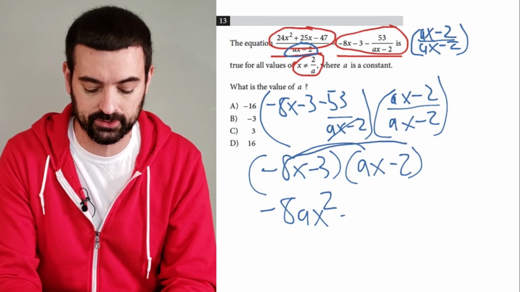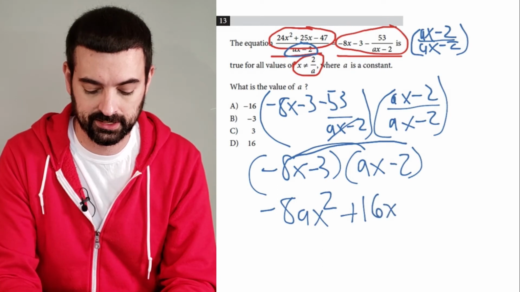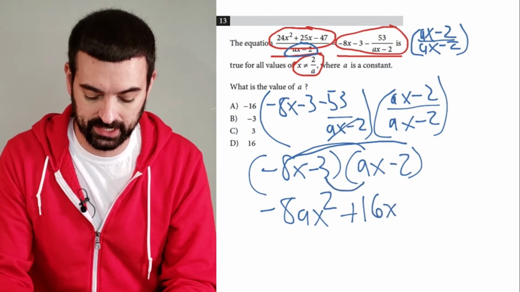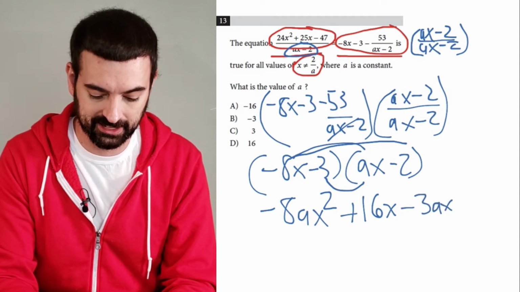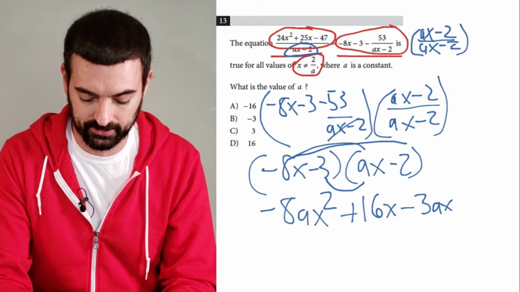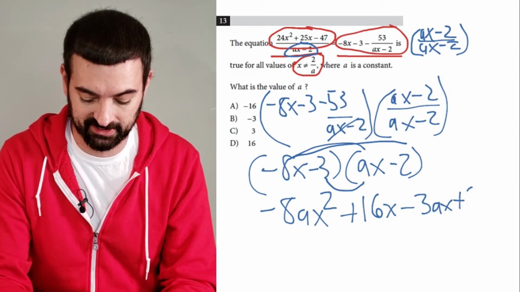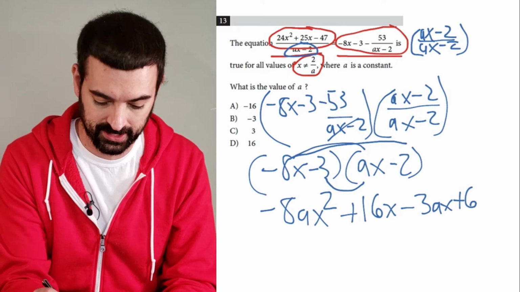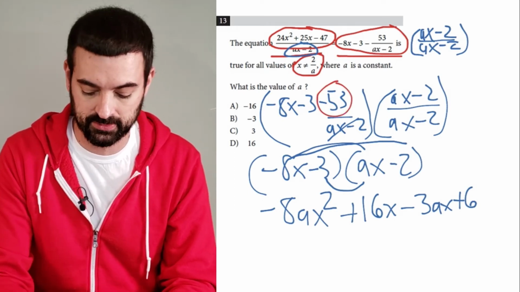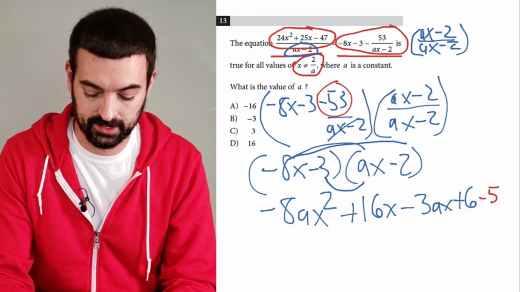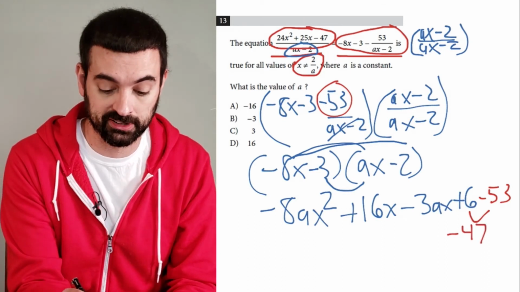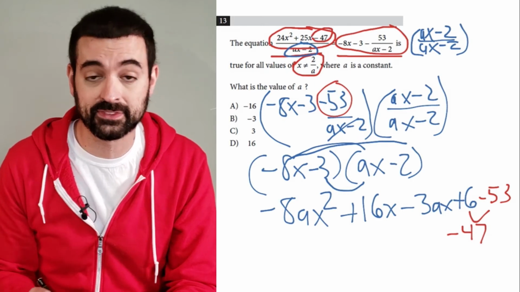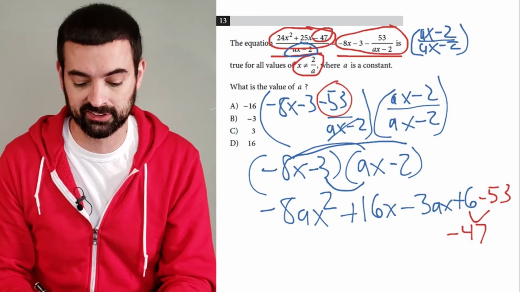Negative 8x times negative 2 is 16x. Negative 3 times ax is negative 3ax. And lastly, negative 3 times negative 2 is positive 6. And let's not forget that we had our negative 53 from up top. We'll put that in. And again, not a coincidence that positive 6 and negative 53 give us negative 47, which is also the constant of our left-hand expression, which is, again, always a good sign.